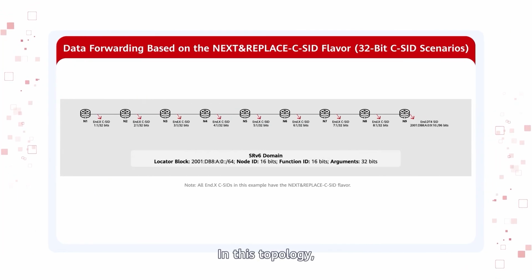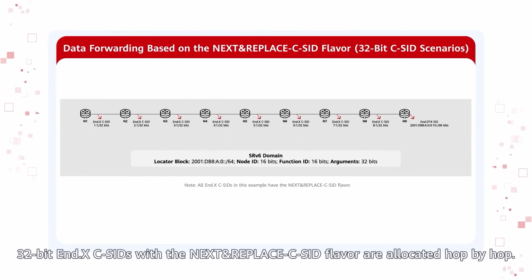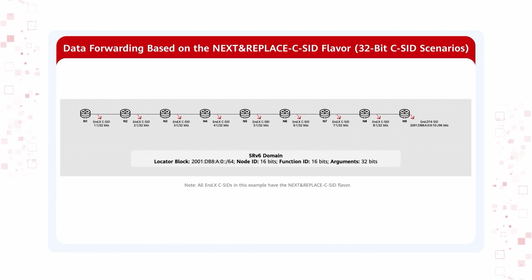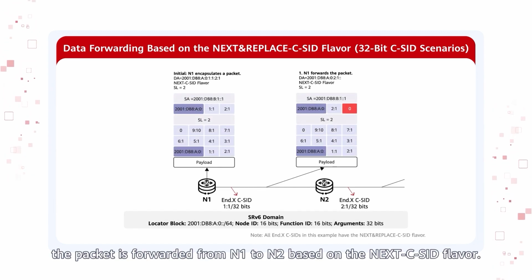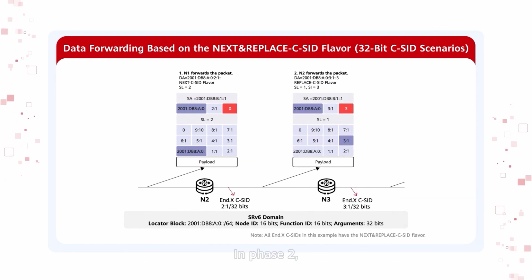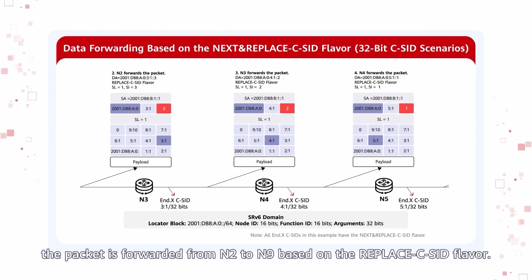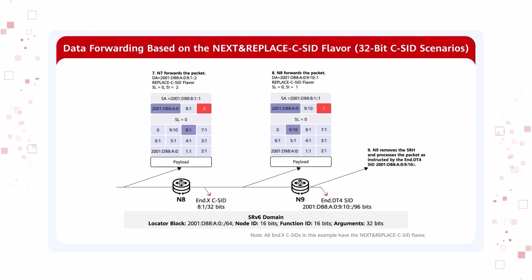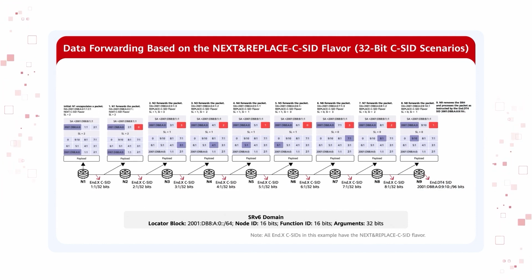In this topology, 32-bit end X C-SIDs with the next and replace C-SID flavor are allocated hop by hop. The overall forwarding process is divided into two phases. In phase 1, the packet is forwarded from N1 to N2 based on the next C-SID flavor. In phase 2, the packet is forwarded from N2 to N9 based on the replace C-SID flavor.